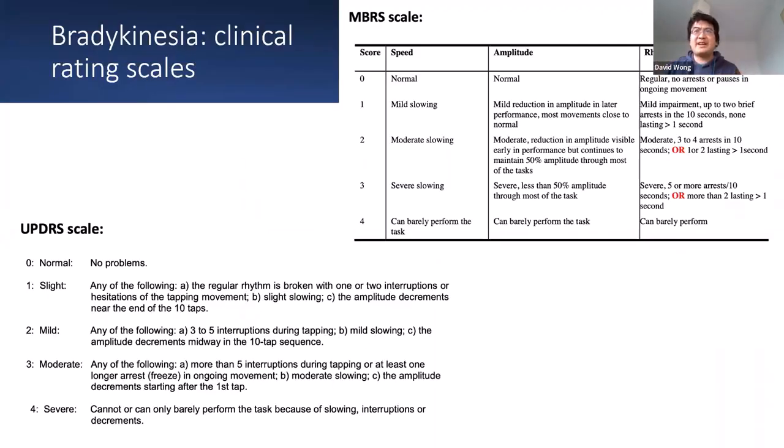And in the UPDRS scale, that's given a score between 0 and 4, where 0 is normal, and 4 is so severe that the patient can't or can only barely perform the task. And obviously that is very subjective. And then there's a more refined score called the Modified Bradykinesia Rating Scale, which is specific to bradykinesia, and that just splits up the scoring into these 3 components, for speed, amplitude, and rhythm, and gives them each a score between 0 and 4.